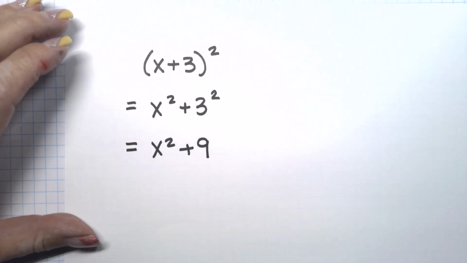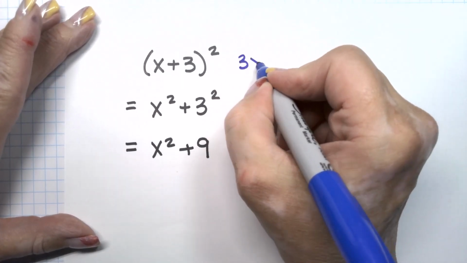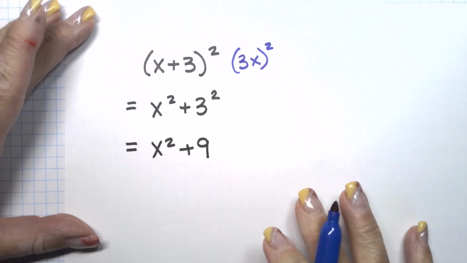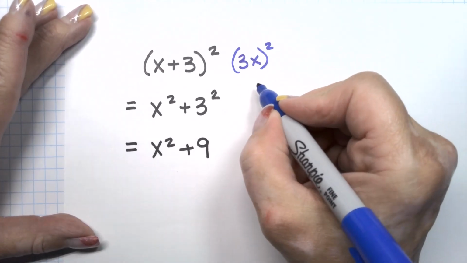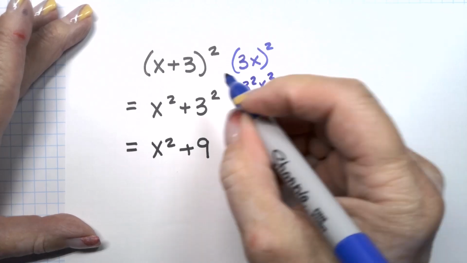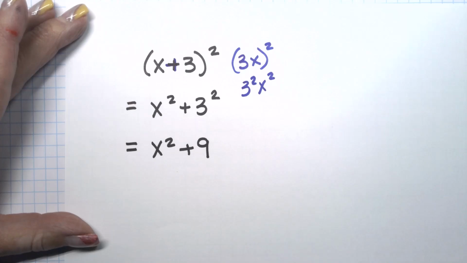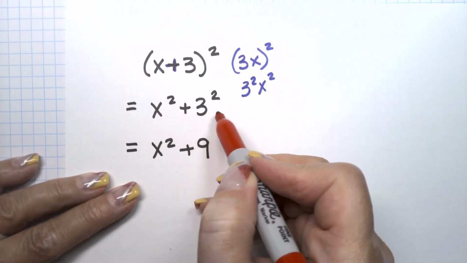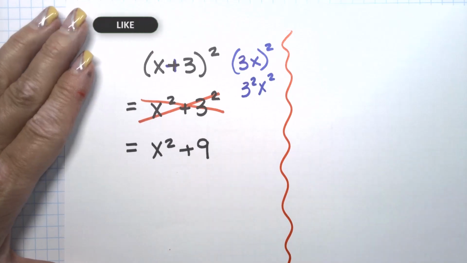The mistake here is confusing this with something like 3x squared. If these two things were being multiplied, then it is true that this would be 3 squared x squared. That is true. But it is not true when there's a plus sign in the middle. I mean, this is the problem right here, doing that. That was the mistake. Let's do it correctly.